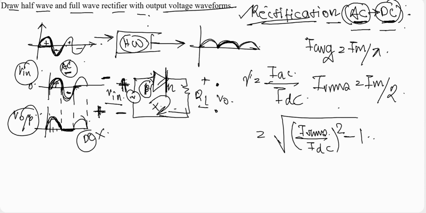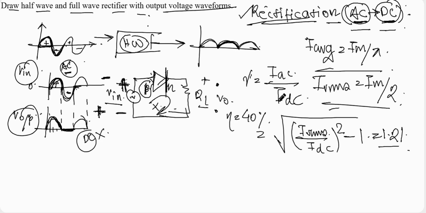Okay. So the value of I RMS is this, and the value of I average is this. If we put the value here, it is 1.21. Okay. So this is the value of the ripple factor for half wave rectifier, and the efficiency for half wave rectifier is almost about 40%. Okay. So this is the main principle for the half wave rectifier.